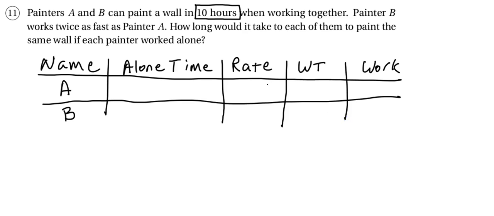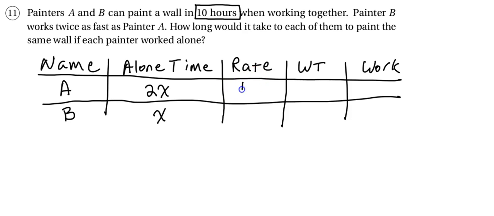So I know that there are different amounts of alone time. In this case, because painter B is the fast painter, I'm going to have him be x because we already know that it takes twice as long for painter A. So if you think about it, if this is 5 hours, this is going to be 10 hours. If this is 6 hours, painter A is going to take 12 hours. So the alone time for painter A is 2 times whatever painter B's time is.